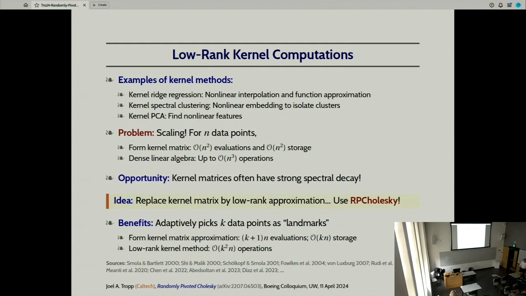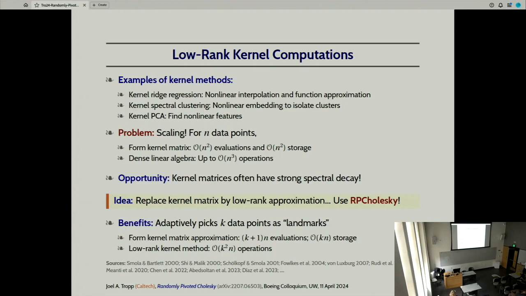Furthermore, the linear algebra is expensive. How much does it cost to solve a dense linear algebra problem of dimension n? Up to n cubed operations. So this is deadly. And this is one of the reasons that kernel methods were not as widely adopted as one might hope. It's because they're simply hard to implement for large data sets. But there's an opportunity, which has been noted as far back as 2000, which is that kernel matrices often have rapidly decaying eigenvalues, so you can approximate them by low-rank matrices.